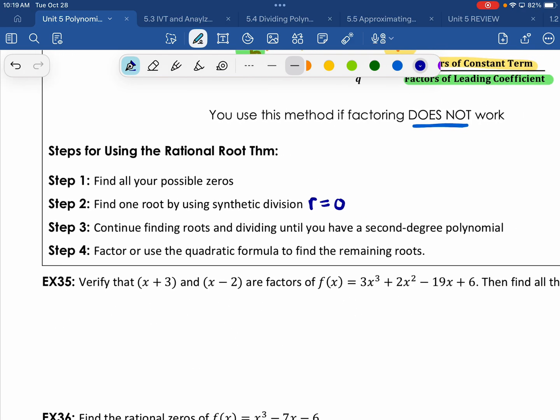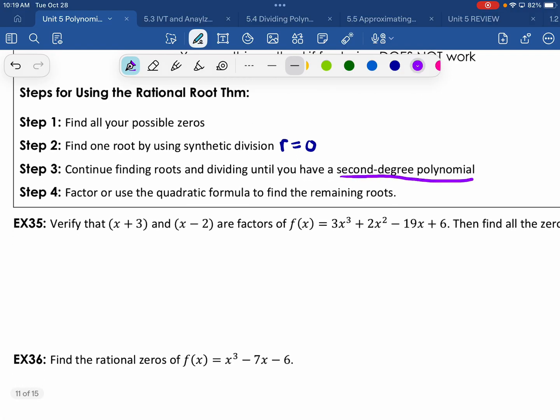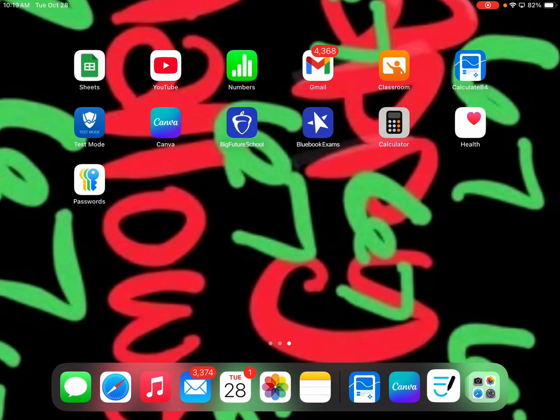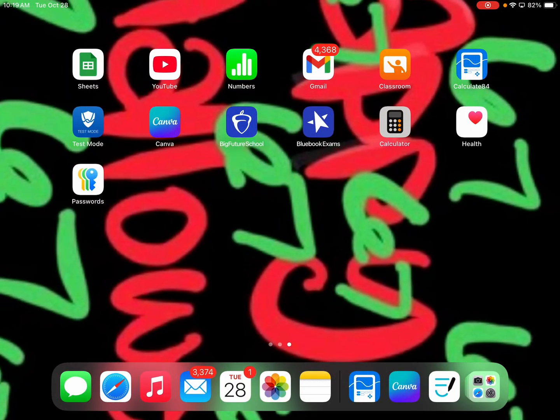You're going to continue finding your roots until you have a second degree polynomial, because once you have a second degree polynomial, then we can factor, or use the quadratic formula. I wrote that down there on step 4, so I guess I don't need it here. After you get a second degree polynomial, it will either be factorable or you could use the quadratic formula, which both are preferred to keep doing synthetic division a bunch of times and testing all of my zeros. Okay, so let's take a second and look at the homework.